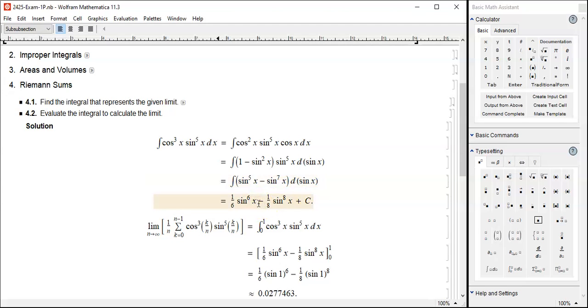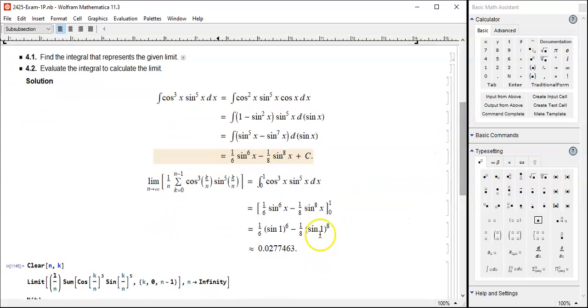1/6 sine to the sixth power, 1/8 sine to the eighth power. Of course, you can use substitution by u equals sine of x if you will. You can do that. Go ahead if you prefer that way. Now I have this antiderivative, so all you have to do is plug into this definite integral, plug in top, plug in bottom, subtract one from the other.